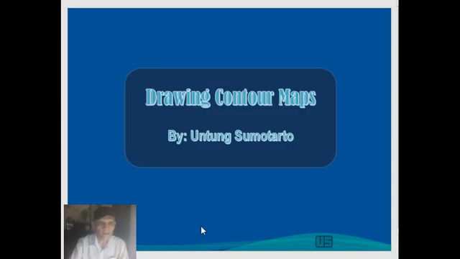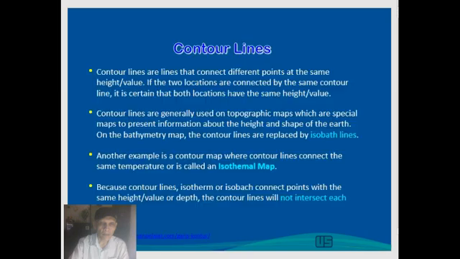Let's learn how to draw contour lines and contour maps. In the beginning, we have to understand what contour lines are. Contour lines are lines that connect different points at the same height value. Locations connected by the same contour line are certain to have the same height.